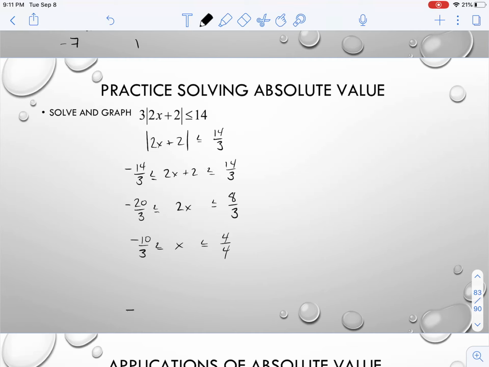If I did sketch a graph here, I would have the following. We would have all the values from -10 thirds through 4 thirds, with closed circles. And I want all the values that are sandwiched in the middle. If I write this in interval notation, I'm going to have all the values from -10 thirds inclusive, so I'm going to use a bracket, all the way up through 4/3 inclusive. And again, I'm going to use a bracket for that endpoint because it's included.